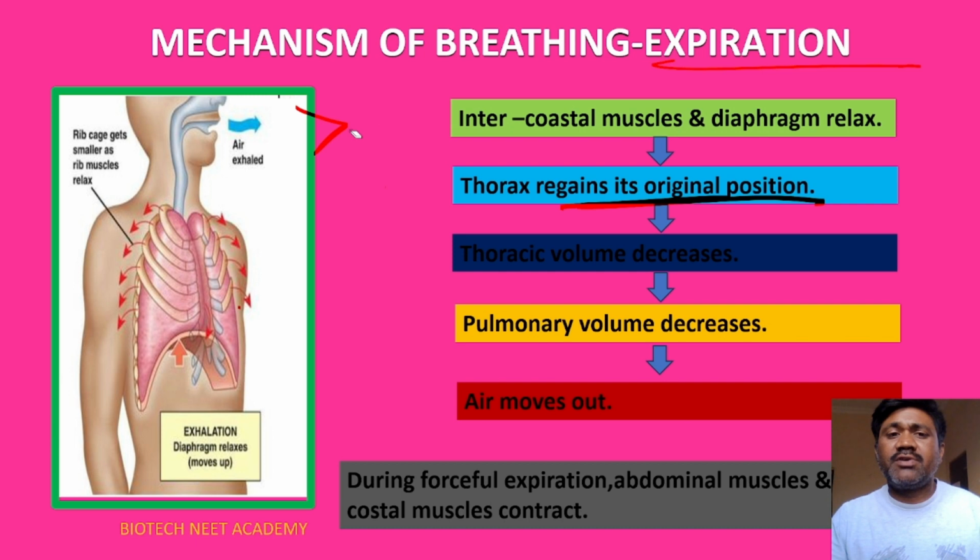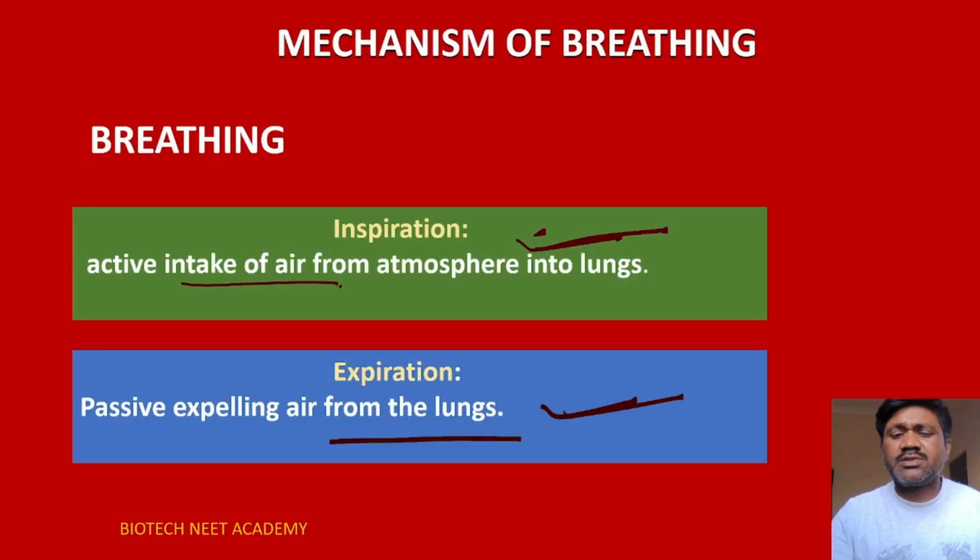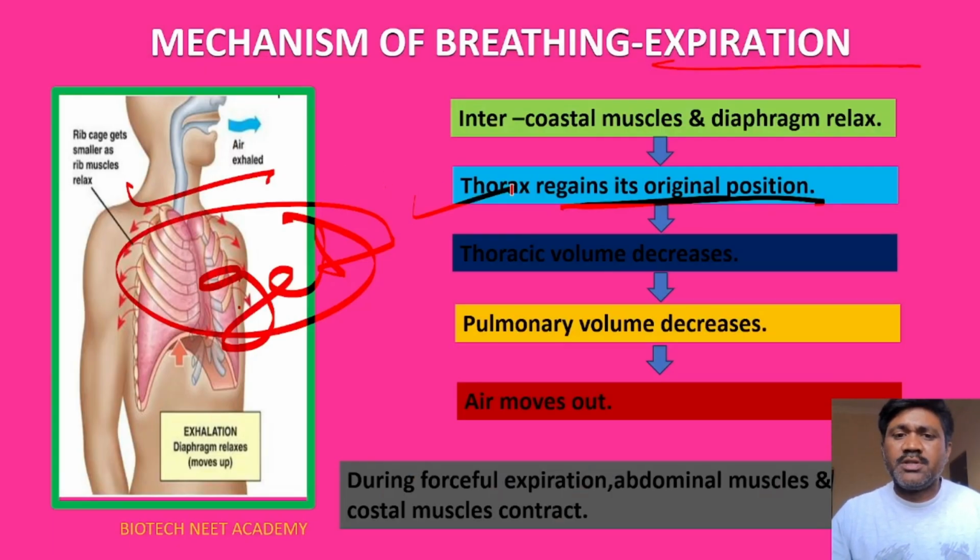The same muscles that contracted in the inspiration process, the intercostal muscles and the diaphragm muscles, get relaxed. That is why the thorax regains its original position, meaning it comes to its original position. Thoracic volume decreases, pressure increases, and pulmonary volume, meaning lung volume, also decreases. So pressure increases and air moves outside. So in the expiration process, the opposite of the inspiration process takes place.